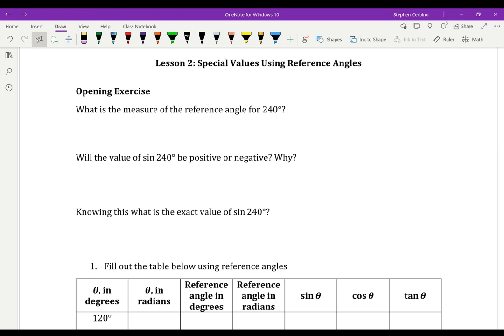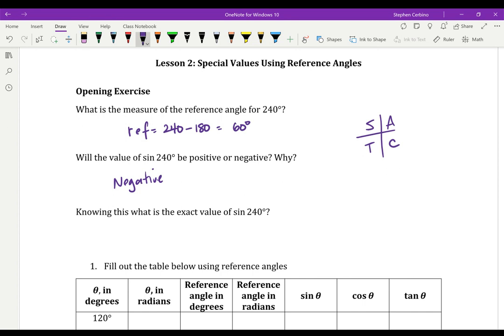So it says, what is the reference angle for 240? Well, we know 240 is in quadrant 3, and the reference angle in quadrant 3 is take the rotated angle and subtract 180. So the reference angle here is 60 degrees. Because we're in quadrant 3 and we know that in quadrant 3 tangent is positive, meaning sine is negative, we know that sine is negative.